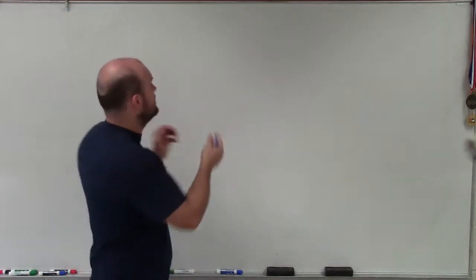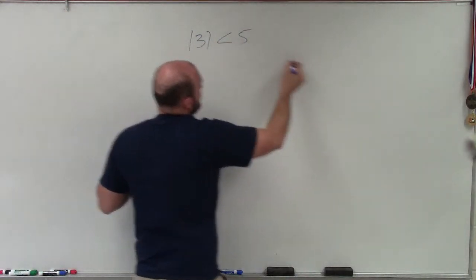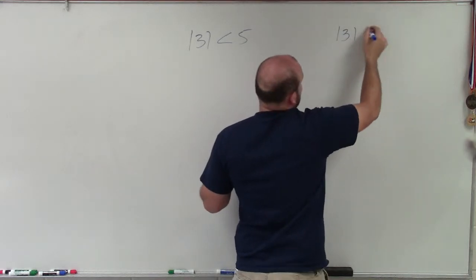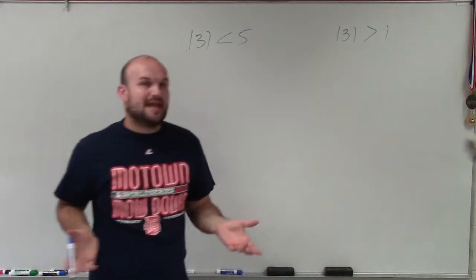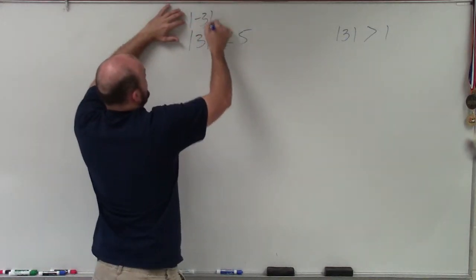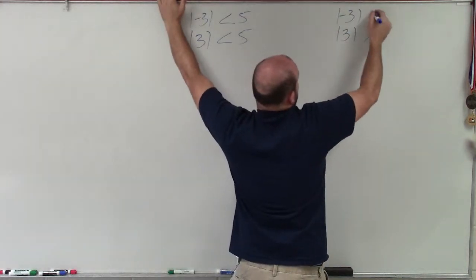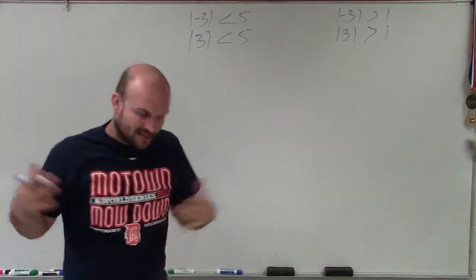So before I get to my two cases, let's just look at a basic inequality with some numbers. I could say the absolute value of 3 is less than 5, and the absolute value of 3 is greater than 1. Now, since we're dealing with absolute value, I could also say the absolute value of -3 is less than 5, and the absolute value of -3 is greater than 1, correct? That's going to work for both of them.